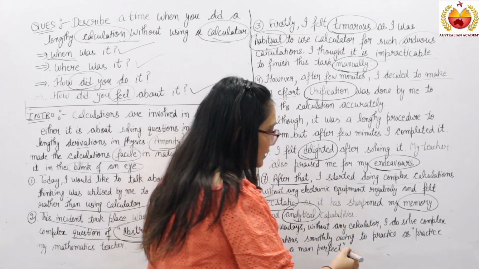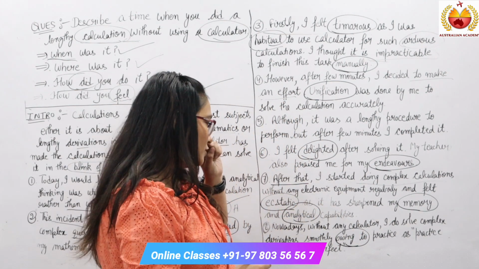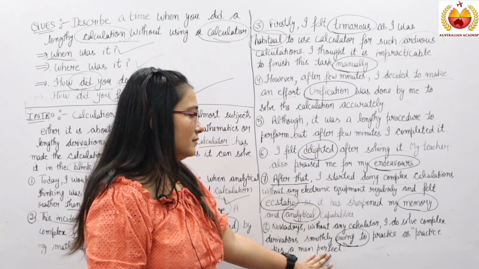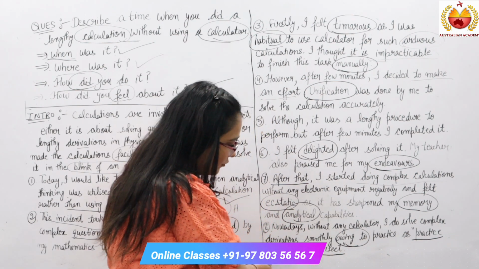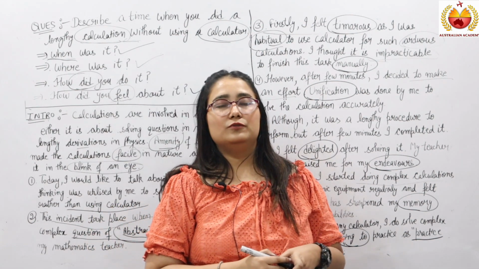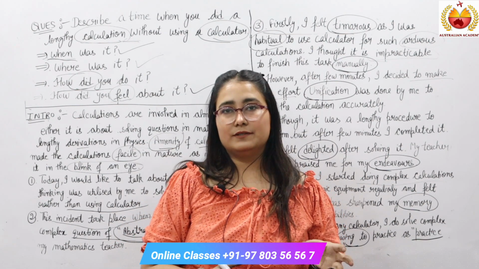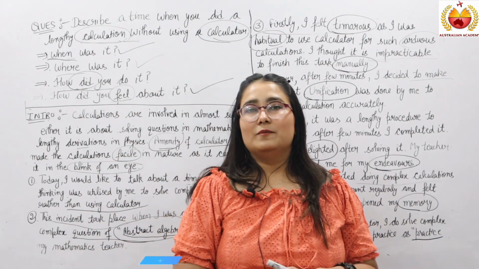Owing to we use as a synonym when we want to say due to. So smoothly due to practice, as practice makes a man perfect. It's just an idiom we want to mention and highlight the value of practice. So why are we able to do such complex calculations on a regular basis without using a calculator? Because we have done lots of practice on it. So this is all about the cue card.